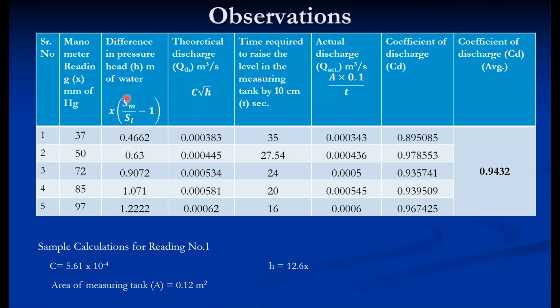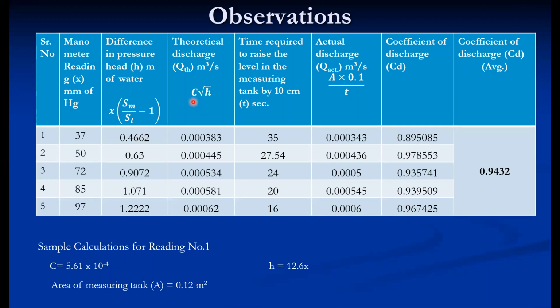H is equal to 12.6x, because this is a mercury manometer. The specific gravity of mercury is 13.6 and that of water is 1, so 13.6 minus 1 is 12.6x. Multiply this by x and divide by 1000, which gives the value in meters. Because all readings are in meters, we convert mm into meters by dividing by 1000. These are the pressure heads, or difference in pressure head, small h.